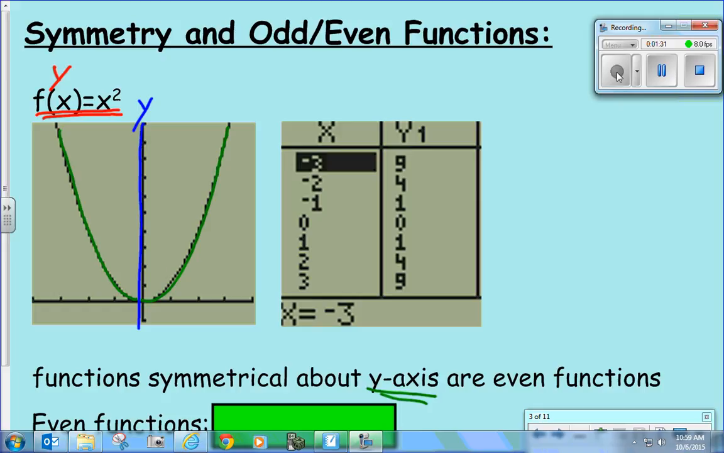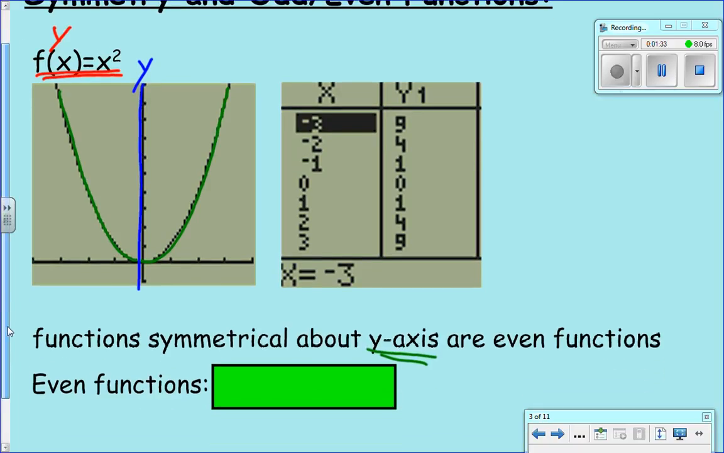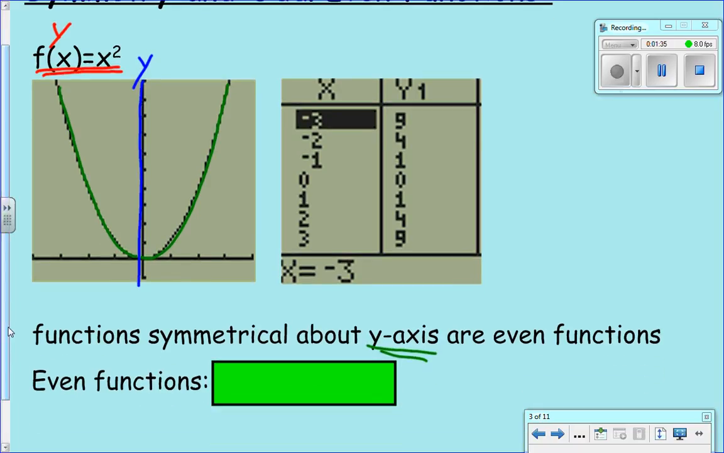Even functions. See pens, scribbling. All right? They are even functions. I think it's pretty easy to tell when something is a mirror image of itself when it's reflected over the y-axis. It should have the same thing in quadrant 1 as it does in quadrant 2. Remember, counterclockwise. Okay? So what about the table?